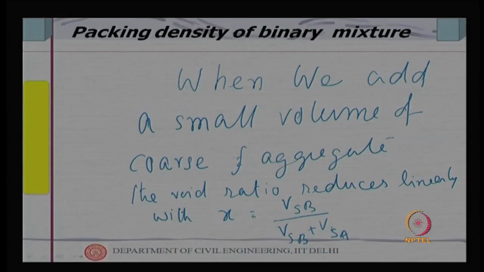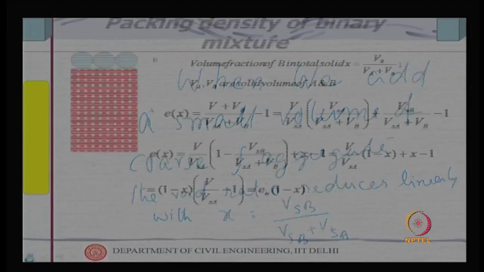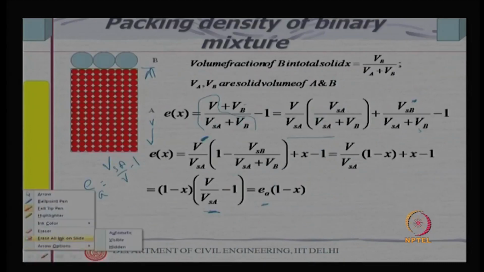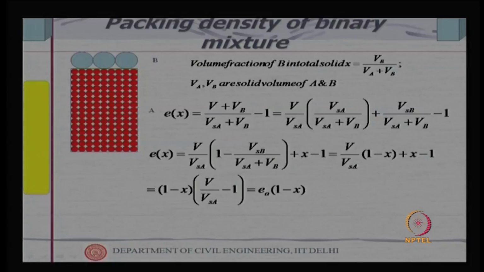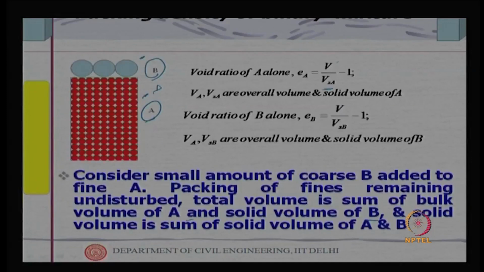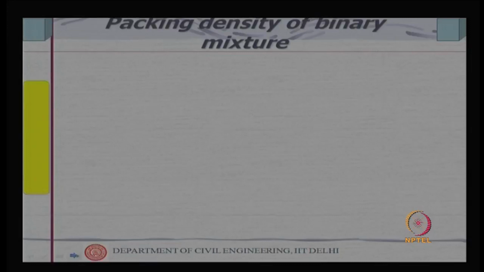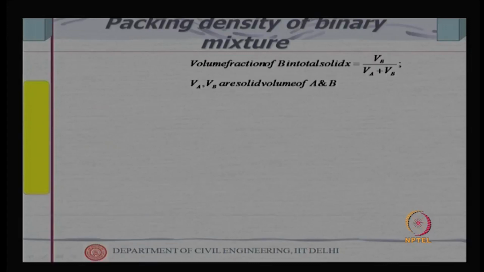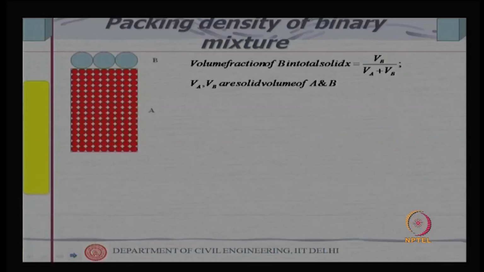It reduces, because if you recall, the expression was E A, void ratio, reduces as 1 minus x, and x by definition is V S B divided by V S A plus V S B. We have defined x as V B divided by V A, or I can say V S B divided by V S A plus V S B. So, that is how I define the volume fraction of coarse solid in the total volume, all right. So, we see that it reduces linearly.